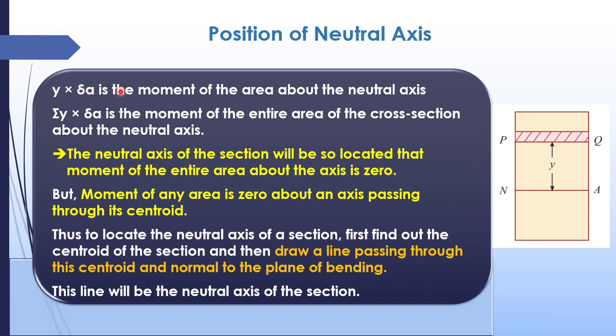So y into dou A is the moment of area about the neutral axis. Y is the distance and dou A is the area. Area into perpendicular distance will give you the moment of area. Sigma y into dou A is nothing but the moment of the entire area of the cross section above the neutral axis. So this y into dou A is nothing but the moment of area.